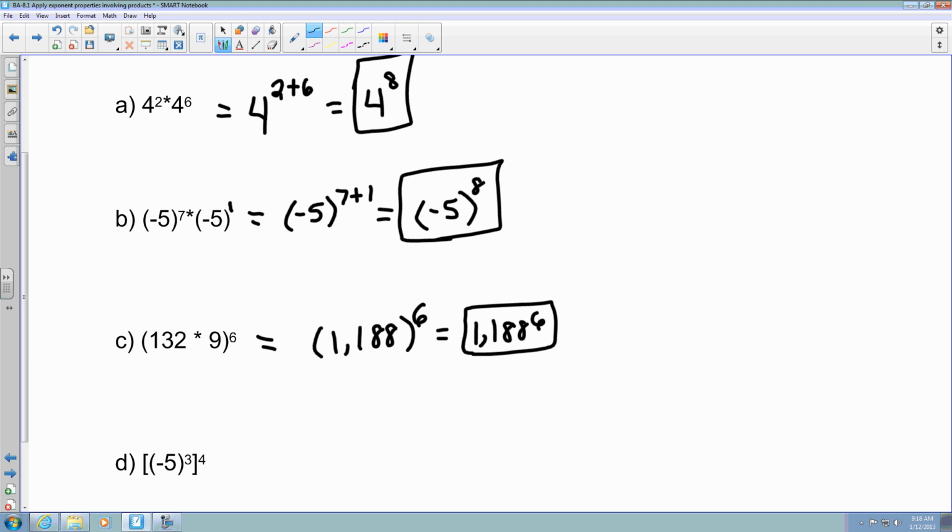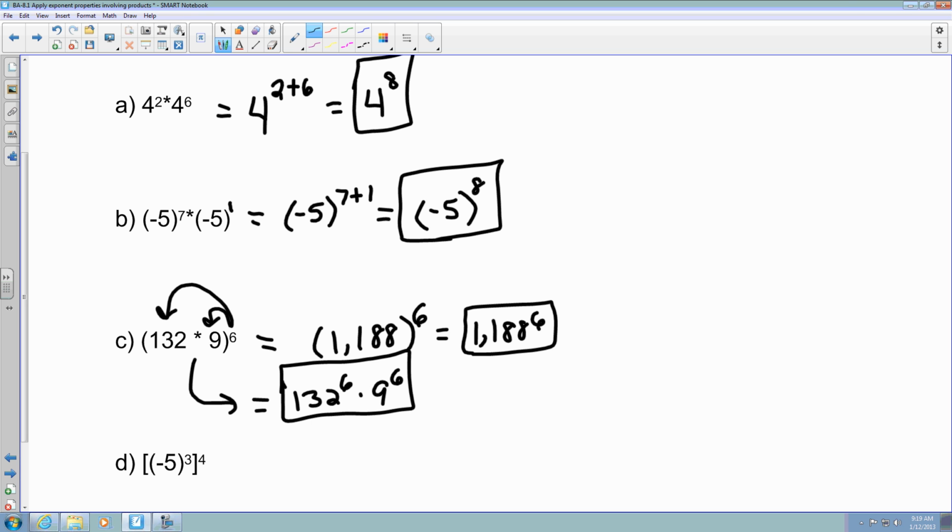That's one answer. Another answer you could do, which is perfectly acceptable, is attach the 6th power to both of our numbers because it's in parentheses, and to the 6th power deals with both 132 and 9. So another answer could be 132 to the 6th power times 9 to the 6th power. And that's both the same answer. I'll accept both answers.